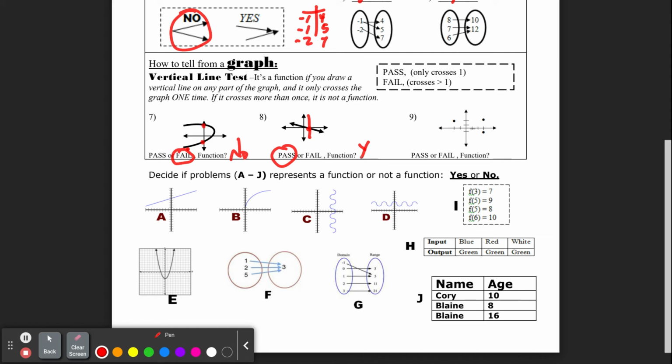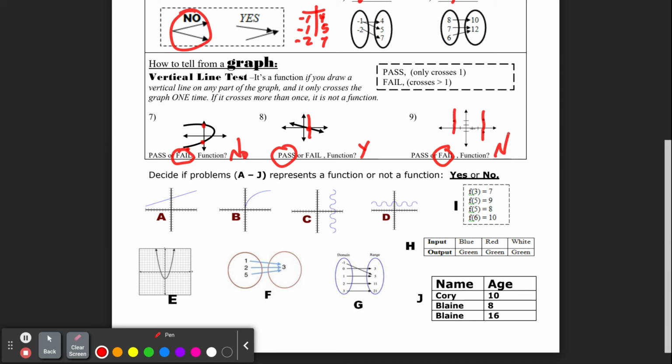Number 9, if you draw a line through this point, it's okay, but if you draw a line vertically through these 2 points, it fails because it hits in 2 places. So no, it's not a function. So what we're going to do now is decide if problems A through J represent a function or not a function. So we're just going to write yes or no.